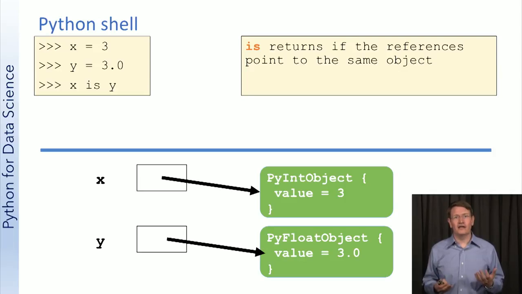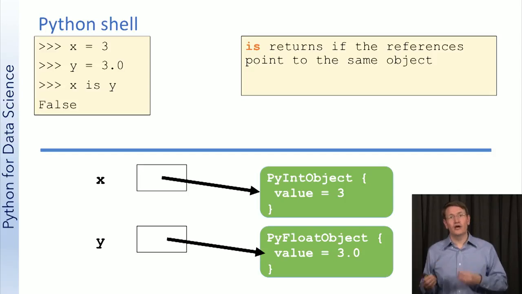Let's walk through another example. Here we'll create a variable x to have the value 3. The memory model for those two lines of code is below. If you're ever curious to know if two variables are pointing to the same object, you can use the is command. In this case, if we run x is y, it will return true if they point to the same object and false if they do not. Since our memory diagram has them point to different objects, we'd hope the answer is false. And it is. X points to a PyInt object and y points to a PyFloat object.